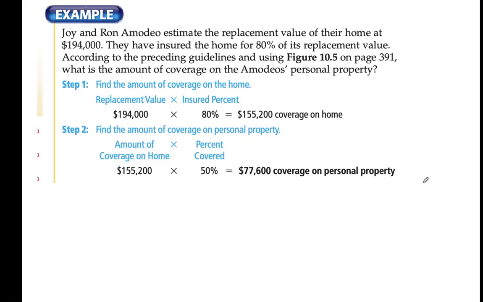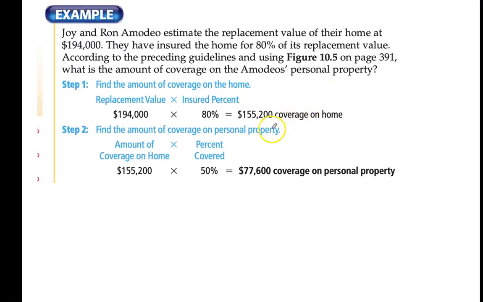Here's an example. Joy and Ron Amandio estimate the replacement value of their home is $194,000. They have insured their home for 80% of its replacement value. According to the preceding guidelines and using 10.5 on page 391, what is the amount of coverage on the Amandios' personal property? First, you're going to have to find the amount of coverage. So you take the replacement value times 80%, and you get $155,200.